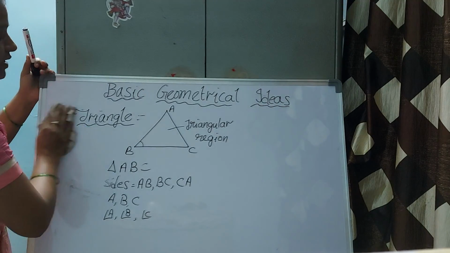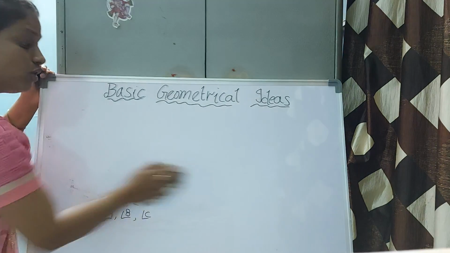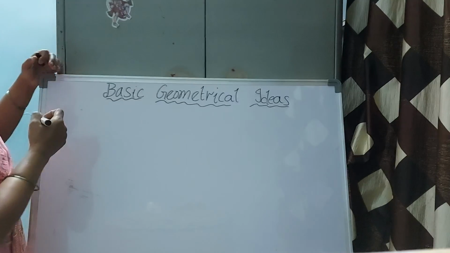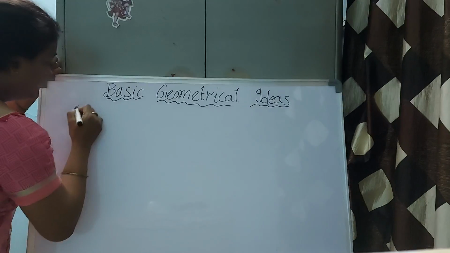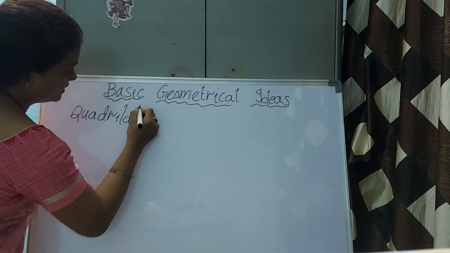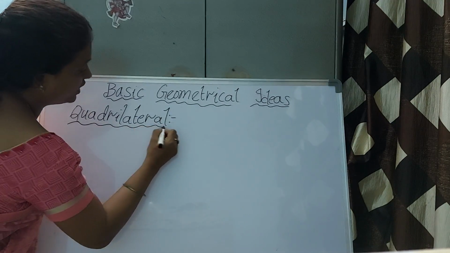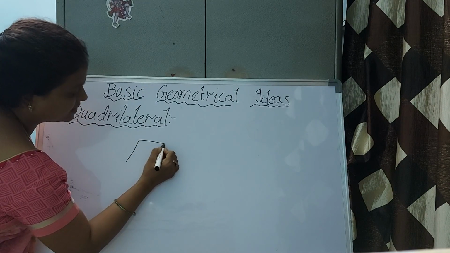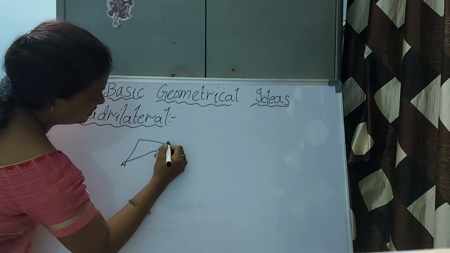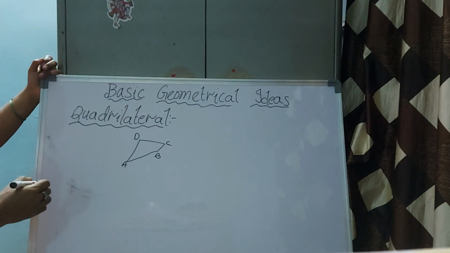Next one is quadrilateral. Quadrilateral means a closed figure bounded by four line segments. Triangle means three. Now the next one is quadrilateral. A quadrilateral is a closed figure bounded by four line segments. See, these are the four line segments: AB, BC, CD, DA. It should have just four line segments. Then we call it a quadrilateral.